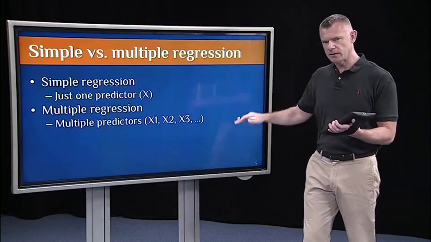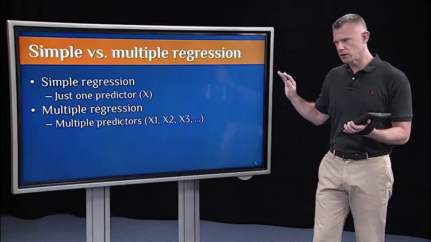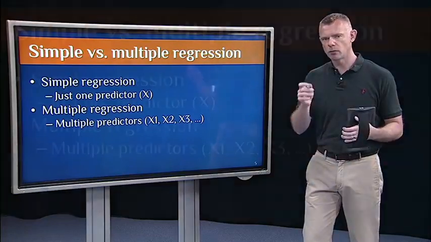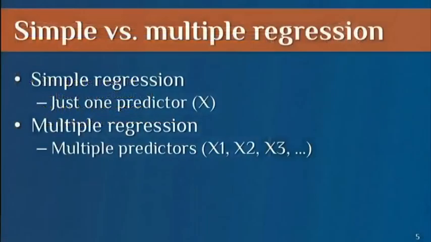So again, just to make the distinction between simple regression and multiple regression real easy: simple regression just has one predictor in the model. Multiple regression, you can have as many predictors as you want.